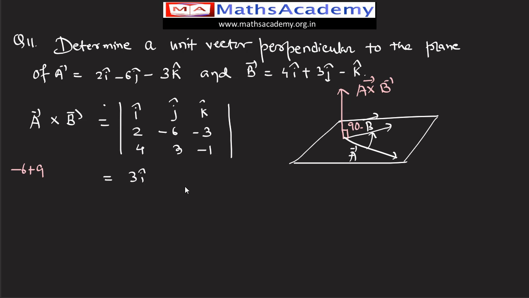Next we take j. It will be minus 2 into minus 1, that means minus 2, and 3 into 4, that is 12, plus 12. So here we have minus 10 j. And for the k cap we have 3 into 2, 6, and plus 4 into 6, 24, that means 30 k cap.